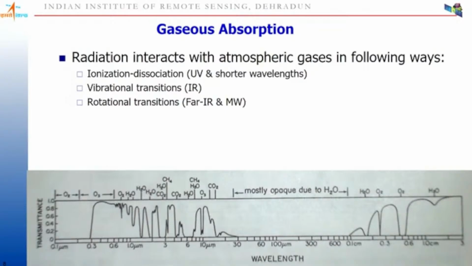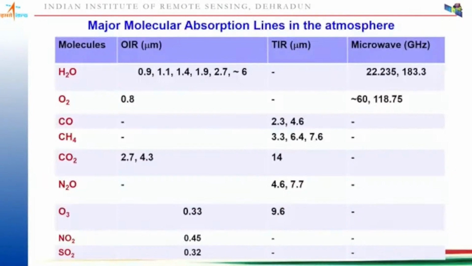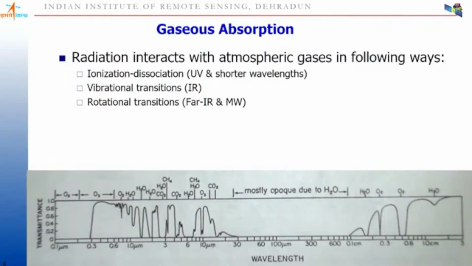So when electromagnetic radiation propagates in a medium, two things can happen: scattering and absorption. You all know there are different kinds of scattering. Rayleigh scattering is one of them, when the particle size is very small as compared to your wavelength.